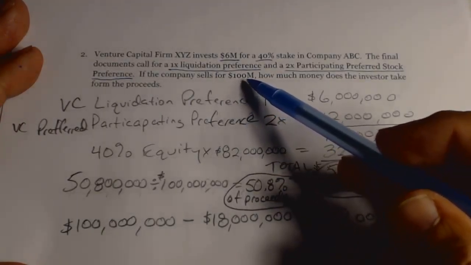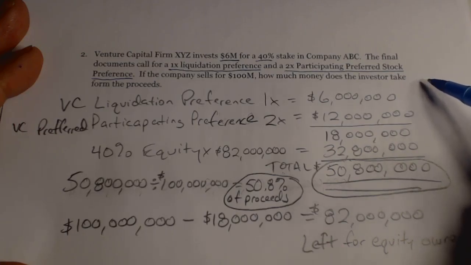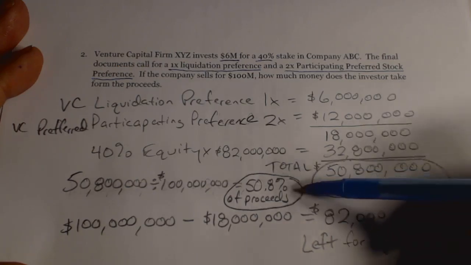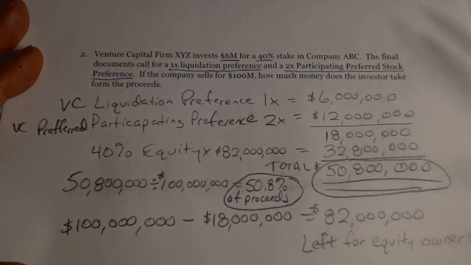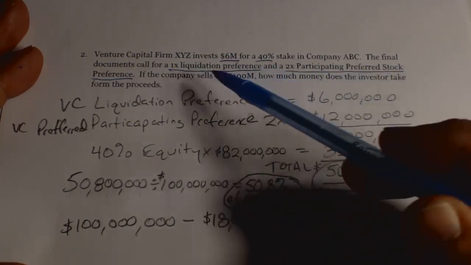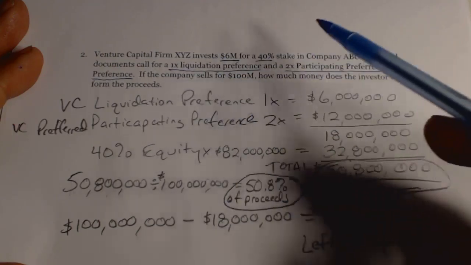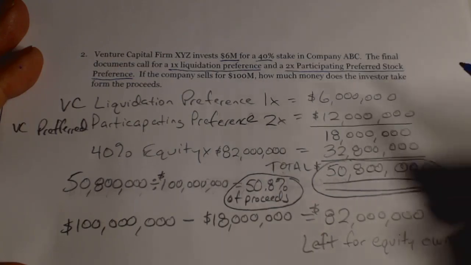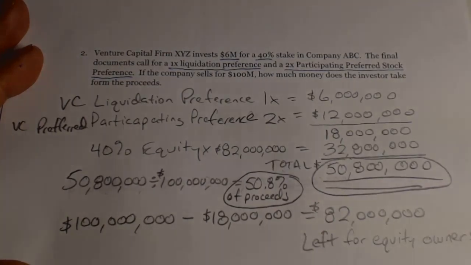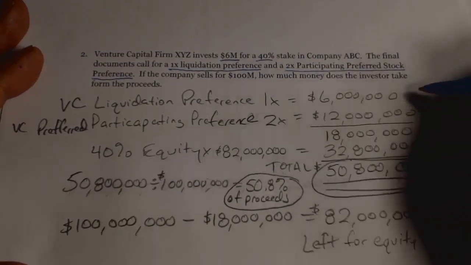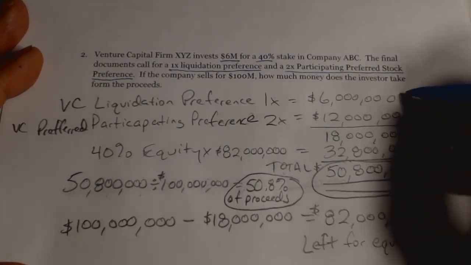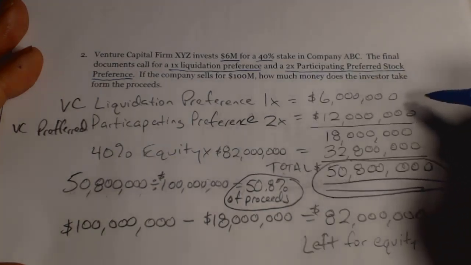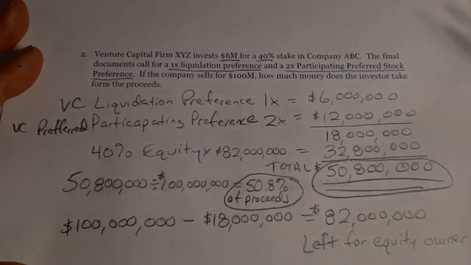If the company sells for $100 million, how much money does the investor take from the proceeds? It says how much money, but on the problem, it also asks for what percent of the proceeds he got. Okay, so the first thing is, you know that he gets his $6 million back at a one-time liquidation preference. This is his liquidation preference because in liquidation, it's preferred stock. He gets paid first. He gets paid one time what he has in there, because remember, that's really debt. So he gets his $6 million back, right? That's like if we think of it as a bond, he gets that $6 million back, okay?